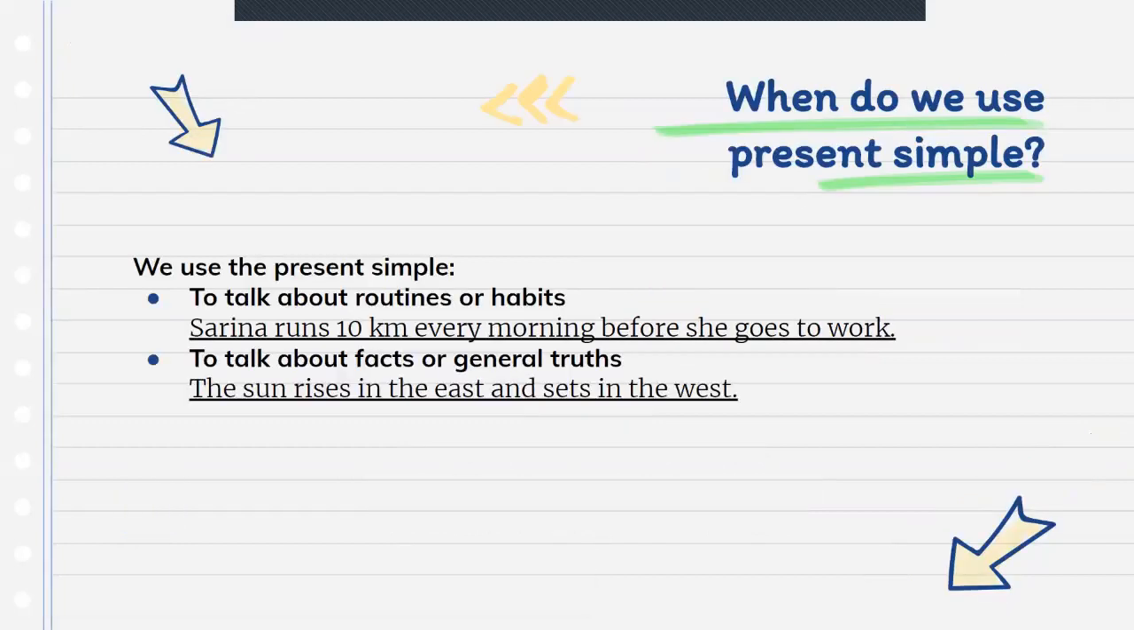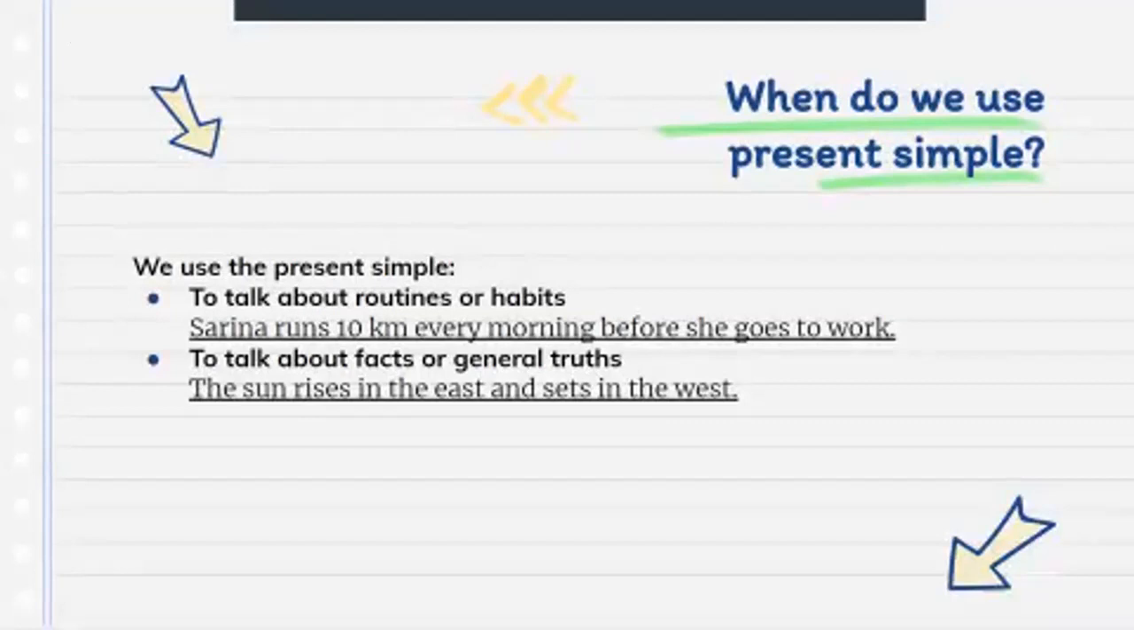When do we use present simple? We use the present simple to talk about routines or habits. Sarina runs 10 kilometers every morning before she goes to work. Every morning means that it's a routine. It happens every day. She does it every day. Second, to talk about facts or general truths. The sun rises in the east and sets in the west. This is valid information, which means this is a fact.